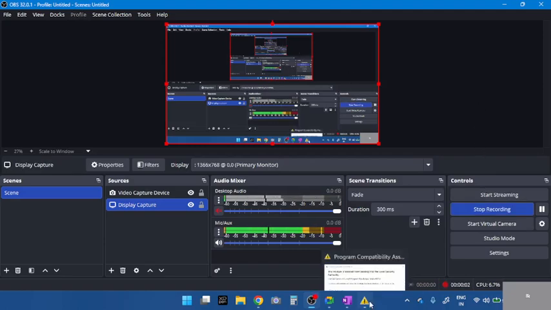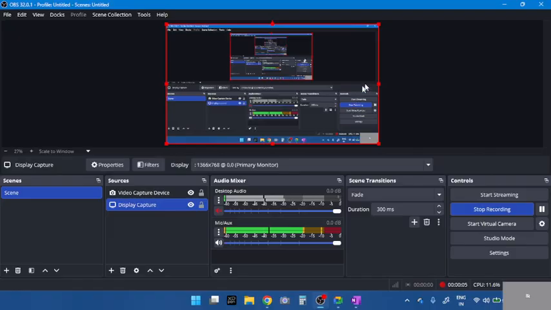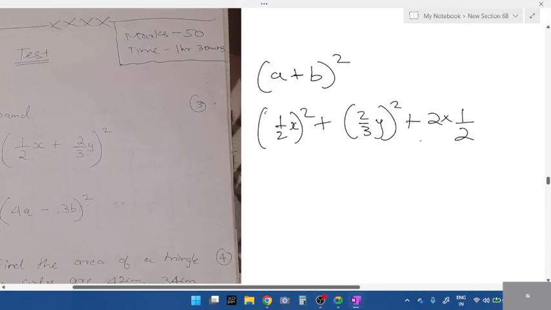Just practice this. Tomorrow, whatever is left, will continue tomorrow. Factorization is left. That chapter is important. I'll teach tomorrow.